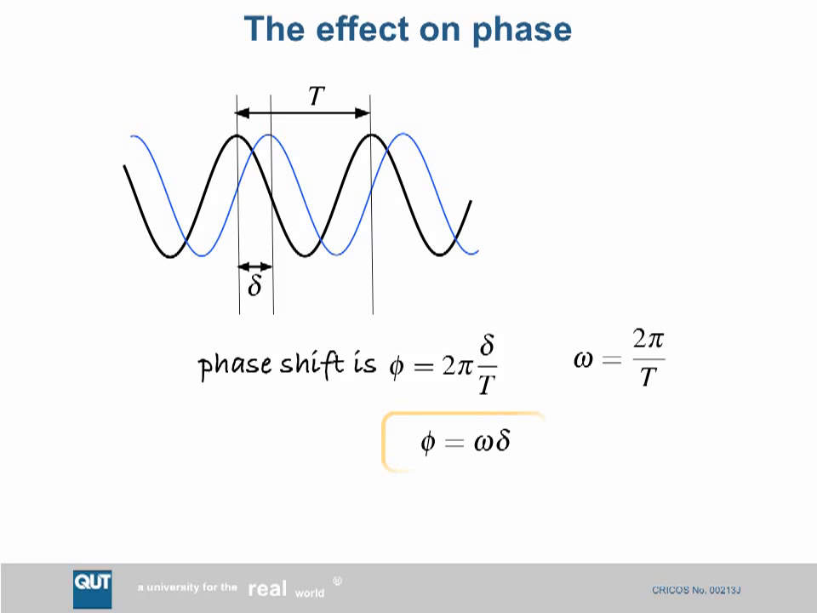So if we substitute these in, we end up with a relationship that says that the phase is equal to omega, the frequency, times the time shift. So this means that the phase increases linearly with frequency, right? That's a very unusual characteristic.